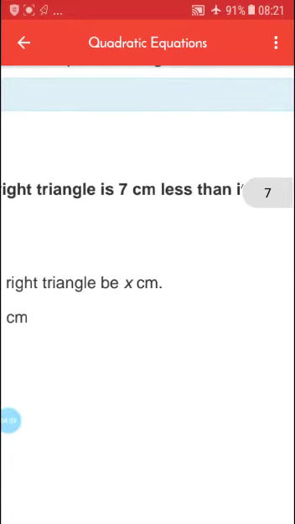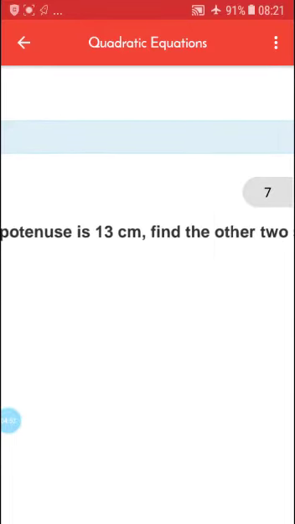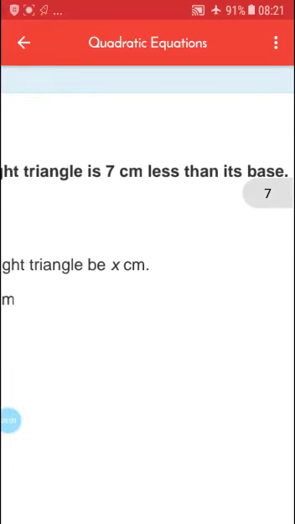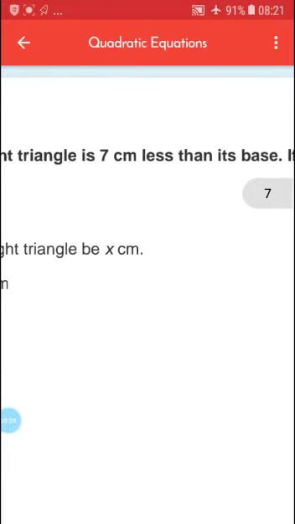The altitude of a right triangle is 7 centimeter less than its base. If the hypotenuse is 13 centimeter, find the other two sides. Just read the question again. The altitude of a right triangle is 7 centimeter less than its base. If the hypotenuse is 13 centimeter, find the other two sides.